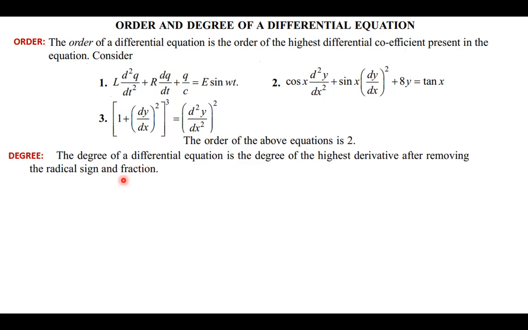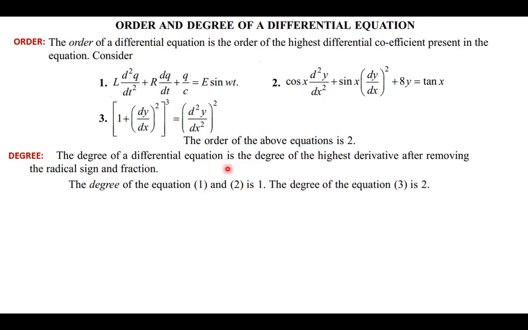So in this case, when you look at the above equations, the degree of equation 1 and equation 2 is simply just 1. Why? Because the power of d2q/dt2 is 1, and the power of d2y/dx2 is 1. That's the reason why we've said the degree there is 1.